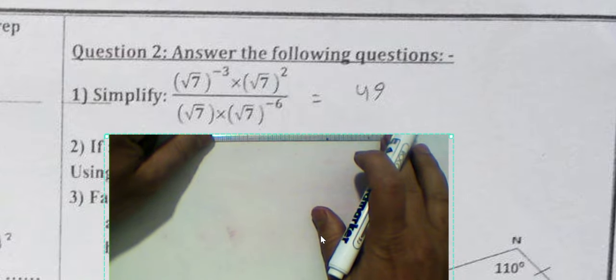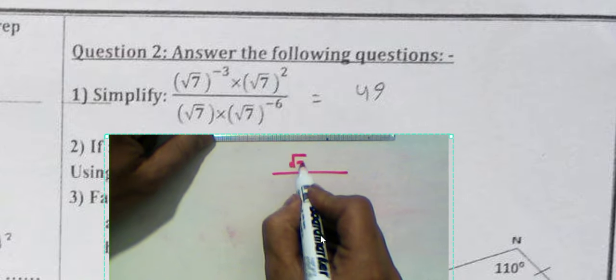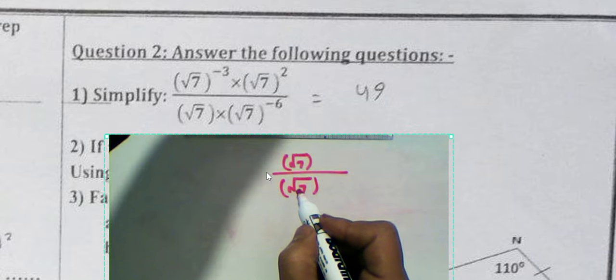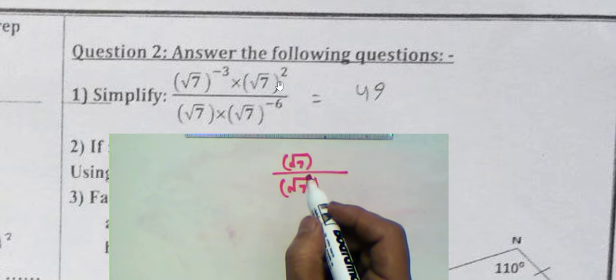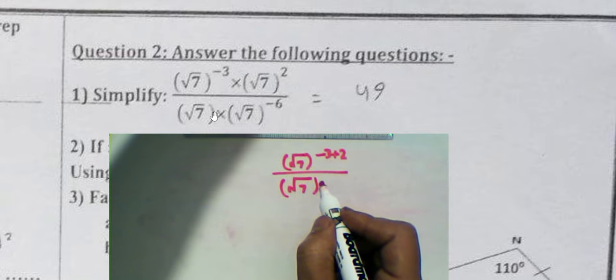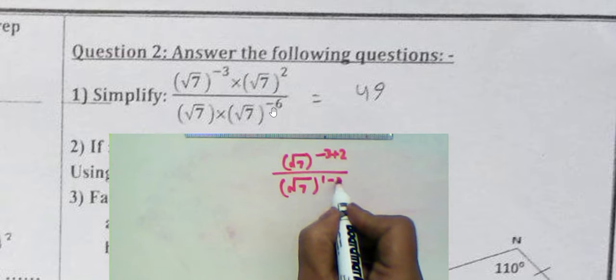Here I have question number 2, find the solution. We have root 7 and root 7 down. We can collect the powers, minus 3 plus 2, and down we have 1 and minus 6, 1 minus 6.